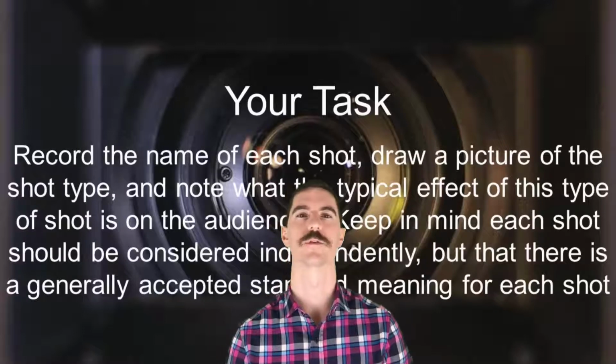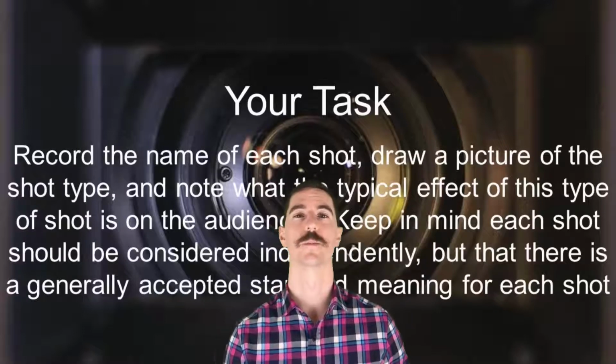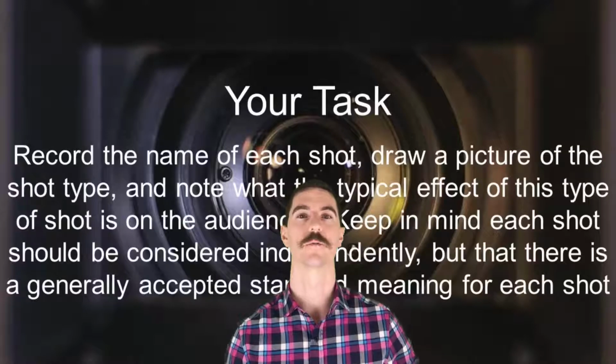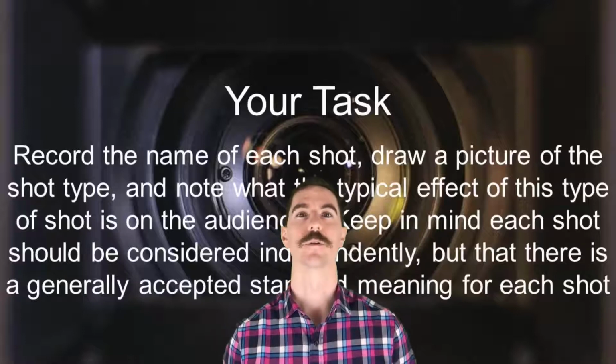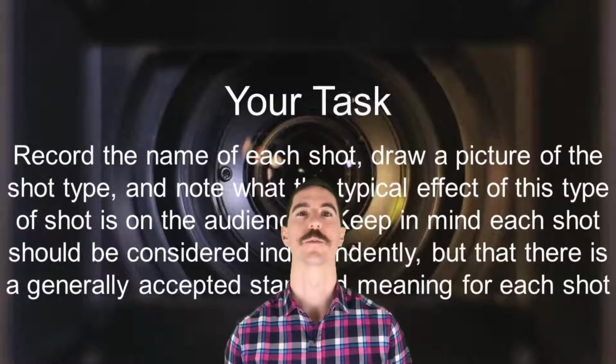So what you need to do with this video is basically rule up 3 columns. In the left-hand column, you're just going to write the name of the shot so that you can keep track of what it's called. In the middle, you can either draw a picture, if you would prefer, or just write a description of what you typically see in this shot. And in the third column, this is the hardest part, you need to explain what typically this shot communicates to the audience.